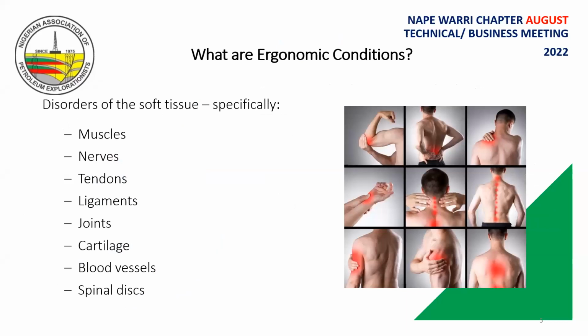So what are the conditions? What do we mean by these ergonomic conditions? They are actually disorders of the soft tissue. As you can see in this picture, we can see the target areas where people normally have problems. We have muscles, tendons, ligaments. When we have swelling, where we have pain in these areas, these are what we call ergonomic conditions, even in your joints and your blood vessels.